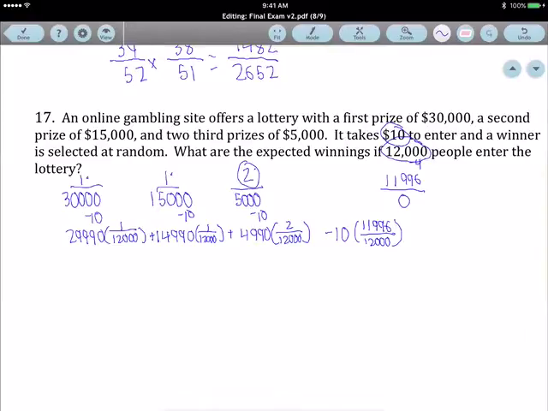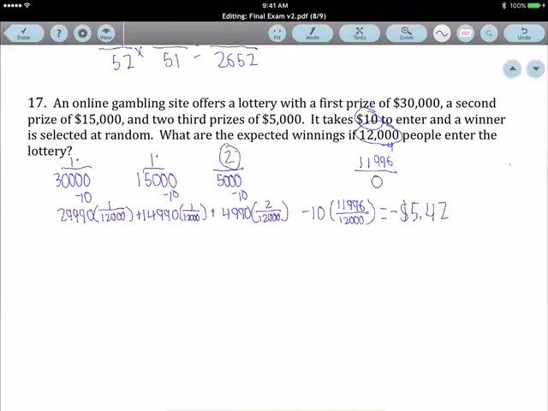And here we end up with negative 5.42, just to round it off to 2 places for dollars and cents. And that's it. So the expected winnings is that you would lose $5.42 on the average for this game. Does that make sense how we work through one of those, setting up the values and everything? Okay. So that's an example of the type of problem you'll have from section 9.1 on the exam.